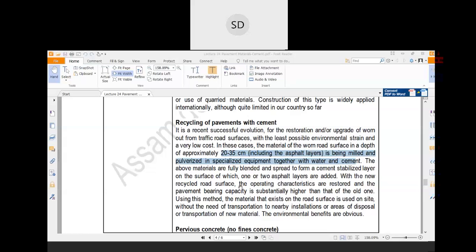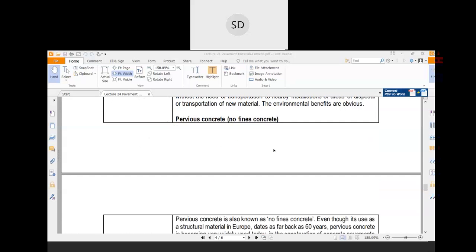So basically you are recycling whatever material is there, and for this reason it would be good for the environment, and it would contribute very little to environmental pollution. So that is recycling of the pavements with the cement.